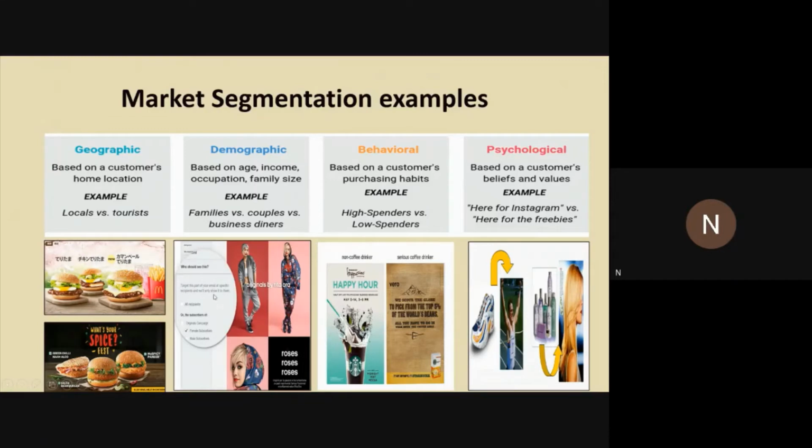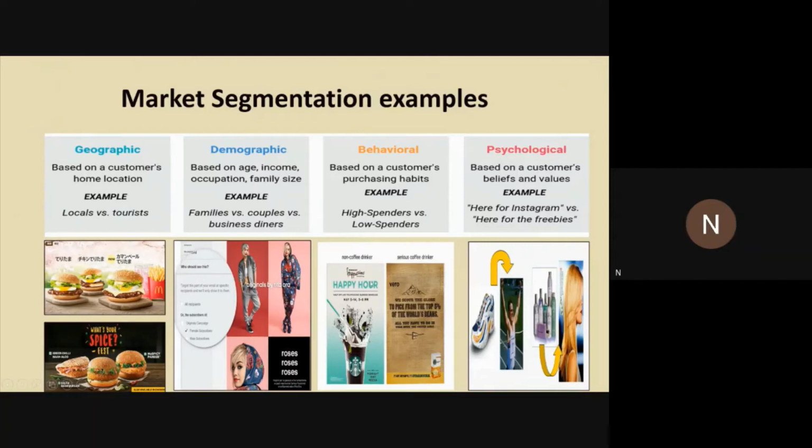Demographic segmentation is where, in this case, it depends on age and income, and on gender, right? So how do we segment the market? In this case, this particular clothing line is targeting females who belong to a particular age group and a particular income group. Behavior segmentation means segmenting based on the consumer's purchasing habits.